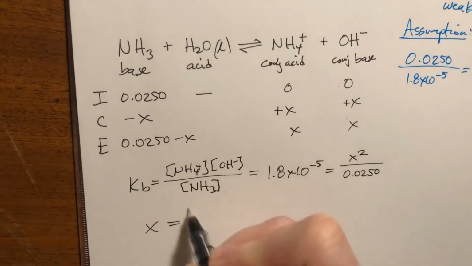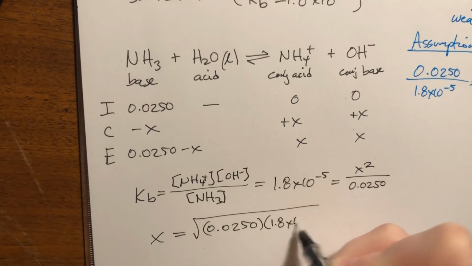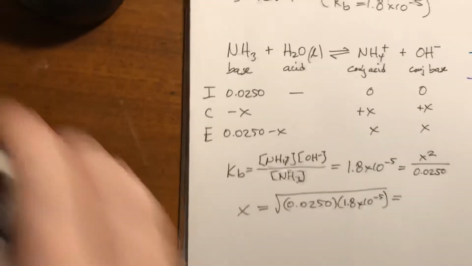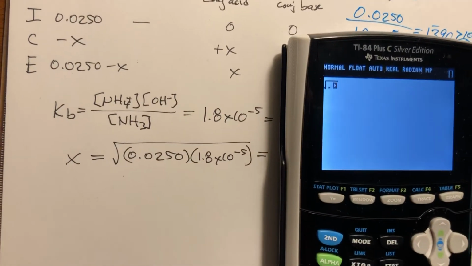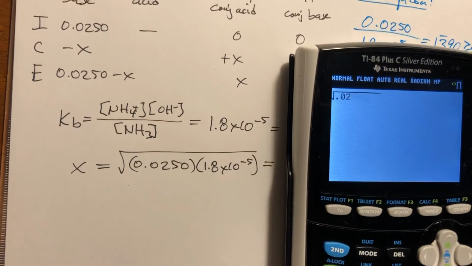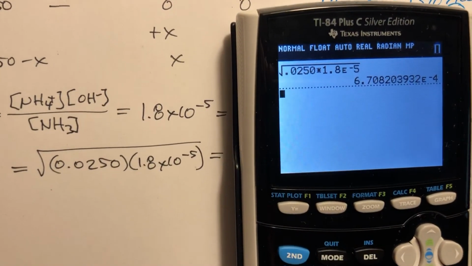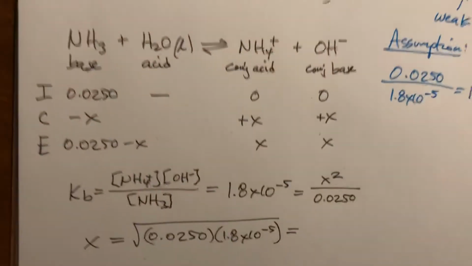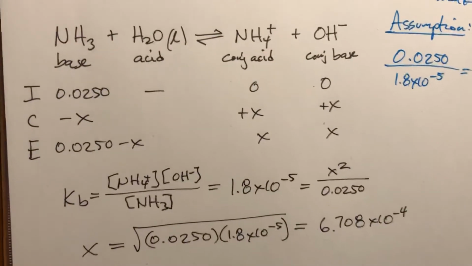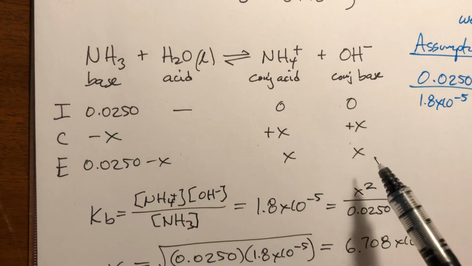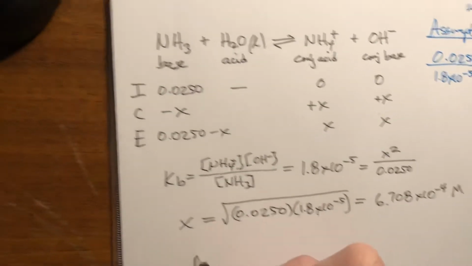So x is equal to the square root of those two numbers multiplied together, which we'll find out what the answer is. Okay, so square root 0.0250 times 1.8 e to the minus 5th. And I got 6.708 times 10 to the negative 4th. Okay, this x is the molarity of OH minus, so the units are molarity. And because it is OH minus, we can solve for pOH.